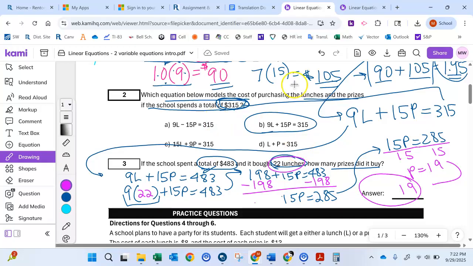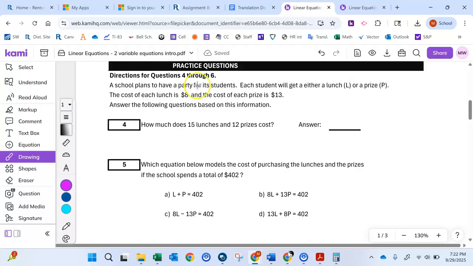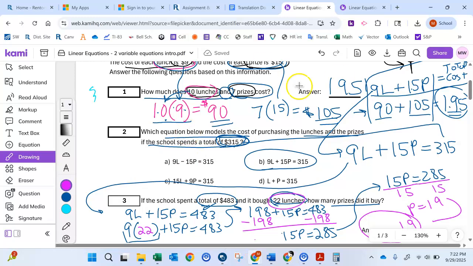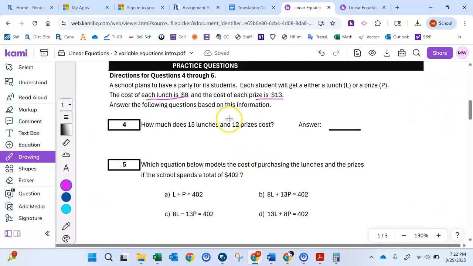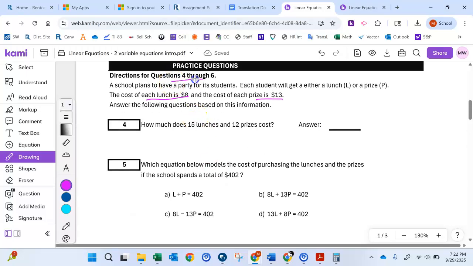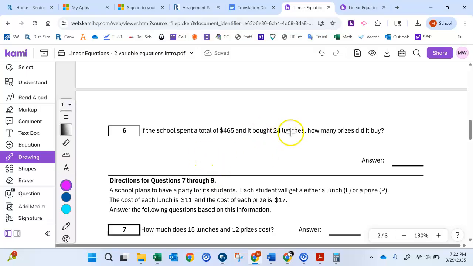So that, guys, is how we do these three types of questions. So now I'm going to let you guys do some practice questions, okay? 4 through 6 is the same thing, but notice the cost is different. It's 8 and 13 now, and so the numbers are different, but the process is still the same. So make sure you take good notes and then try to use them to answer the next questions, 4 through 6, okay? So 4, 5, and 6, even though it's on the next page.